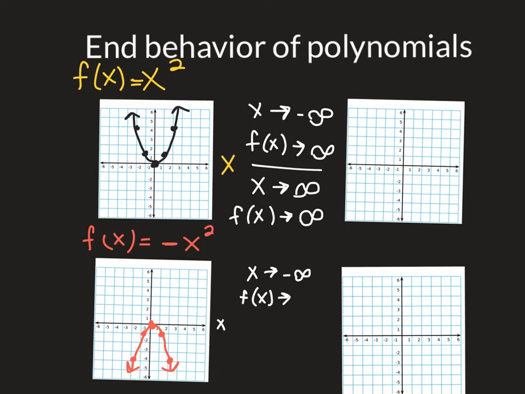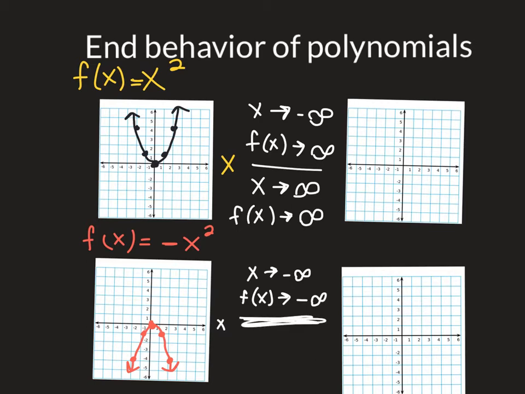Well, my f of x also approaches negative infinity. Okay, so let's just compare that with the graph here again. So as my x values get small, as I look to the left, then my y values will also go down. My y values will also go down. Okay? Let's go ahead and do the other side of it now.